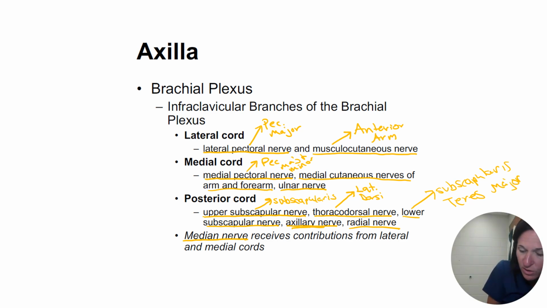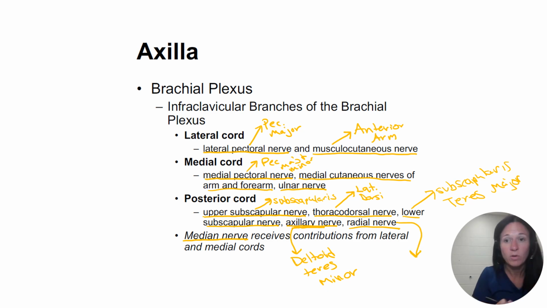And then our terminal branches, we have axillary. We already know the axillary nerve. It's responsible for the innervation of deltoid and teres minor. And radial, which does posterior arm and posterior forearm. All the muscles in the posterior arm, all the muscles in the posterior forearm.